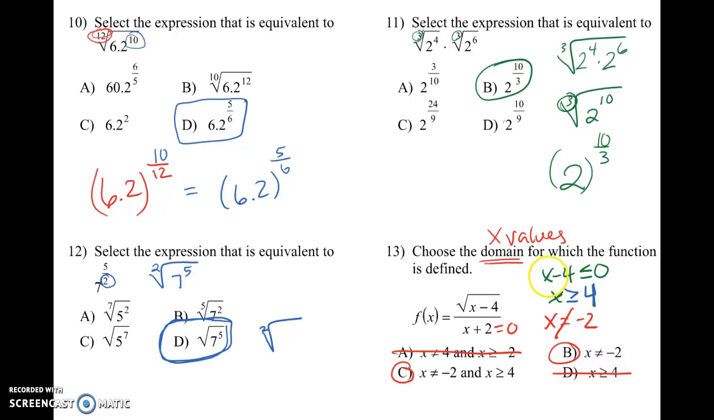If x is less than 4, it would make it a negative, so I need it to be greater than that. And so that's why C is my answer.